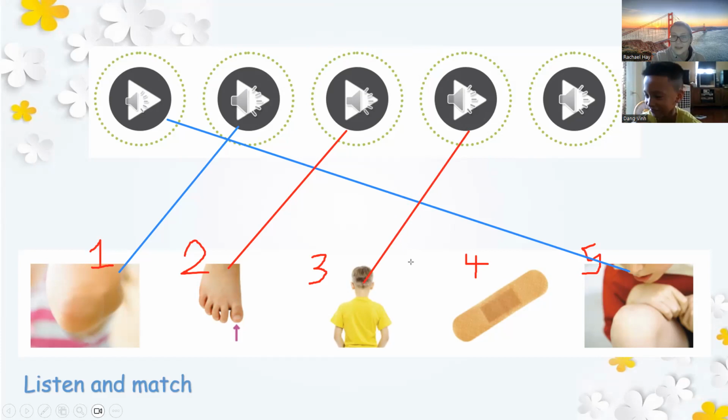Okay, and then the last one. What is the last one called? What is this called? Can you remember? What is this called? Four. Okay, but what is four called? What is the name of it? Bandage. Here's a bandage. Good.